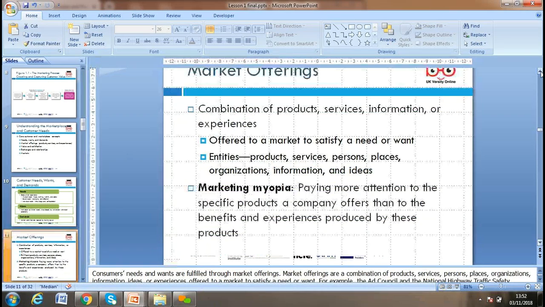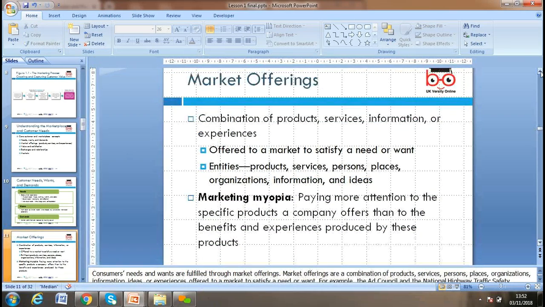So we need to look around the customer. Marketing offering is a combination of product and services. It's not just a product you're selling, it is marketing services. The service industry is fast growing, and the role of marketing is significant. It is intangible, we can't see it, but it plays a significant role. The word of mouth, communication, relationship, information, and experience offered by a market to satisfy a need or want. Entity, product, services, personal, and all this we need to look around as marketers.